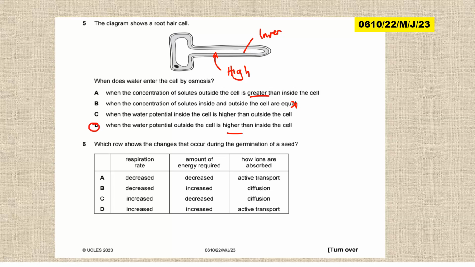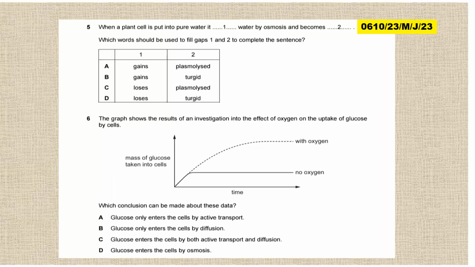Which row shows the changes that occur during germination of seed? So during germination of seed, respiration increases, the amount of energy required also increases, and the ions are absorbed by active transport. So the answer is D. When a plant cell is put into pure water, what happens? It gains water by osmosis and becomes turgid.